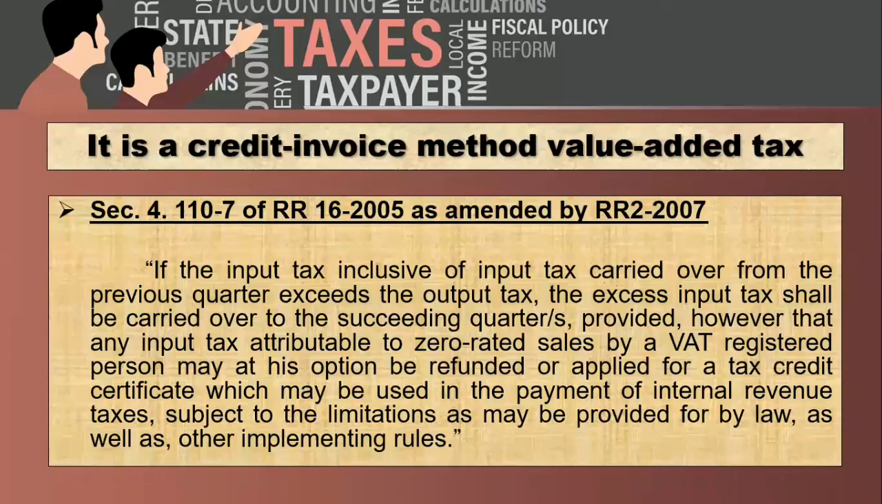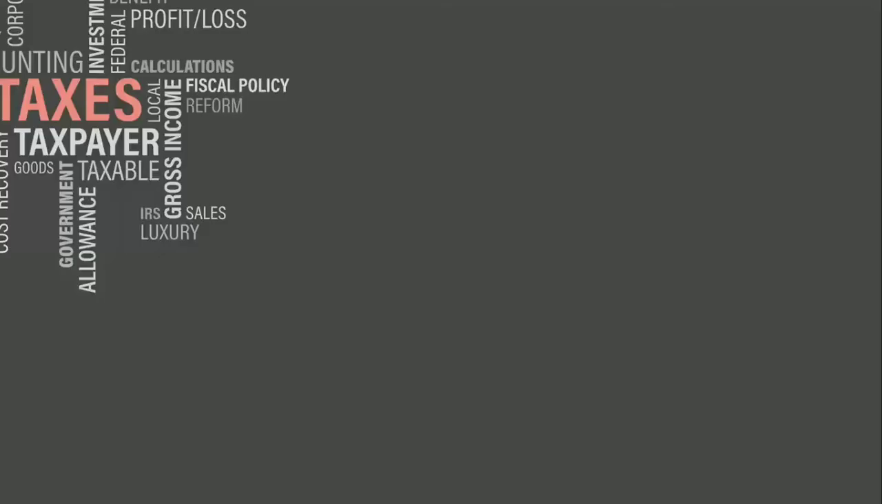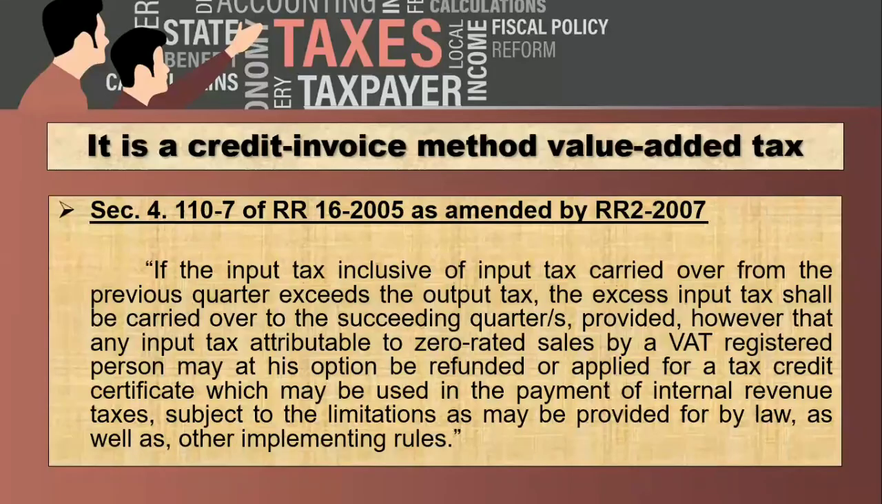So the next point is zero rated sales by a VAT registered person. It means that there are particular sales that are zero rated. The 12% VAT that we have here in the Philippines will turn out 0% due to its zero rated sales, and that will result in the absence of output VAT.